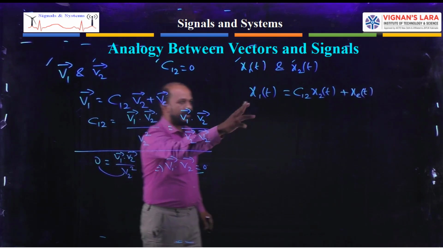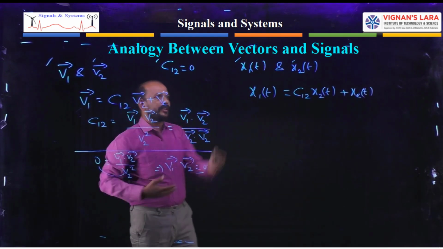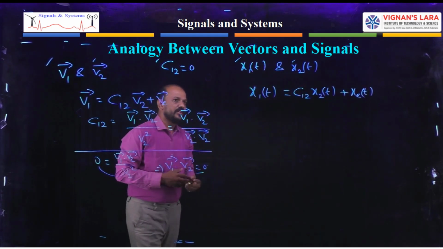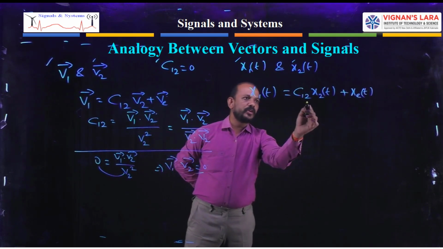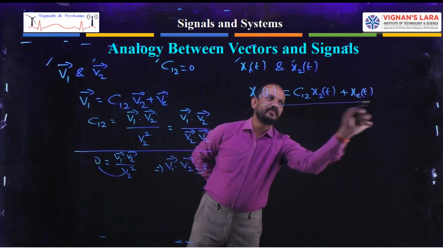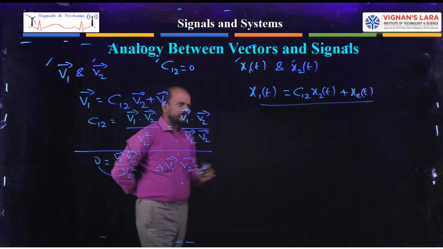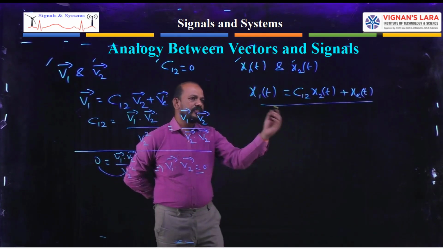So now I can represent one signal in terms of the other signal. That is, I can express x1 of t in terms of x2 of t as x1 of t equal to c12 x2 of t plus xc of t. I already explained everything in the previous class, so I am going for the outlines. Now from this equation I can get the error signal also.